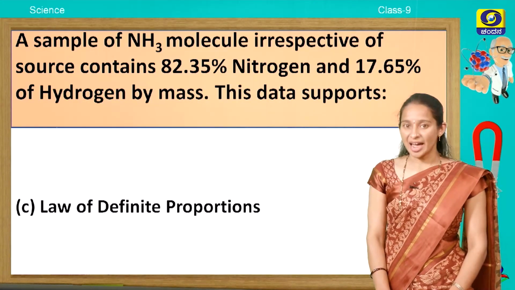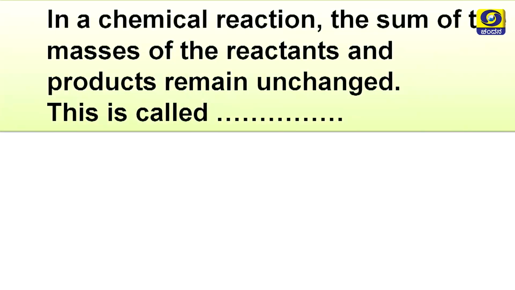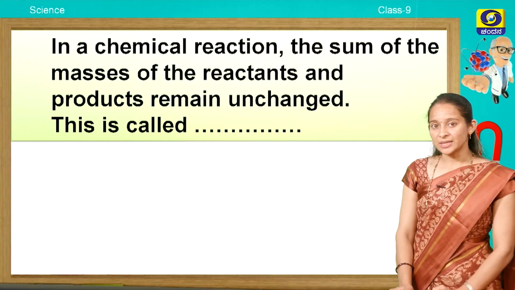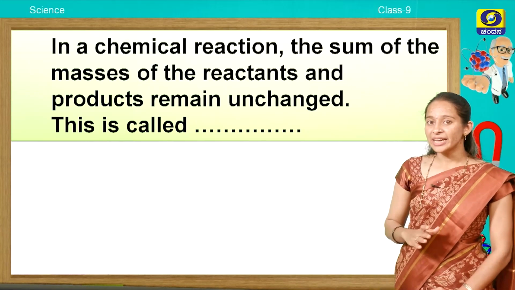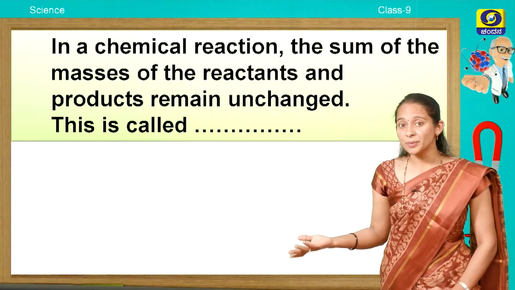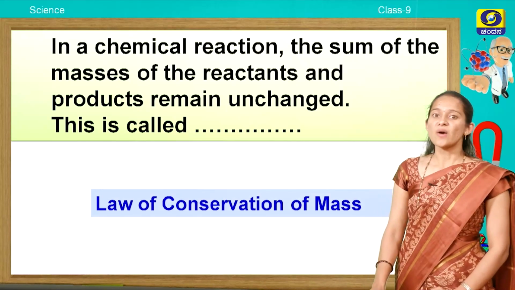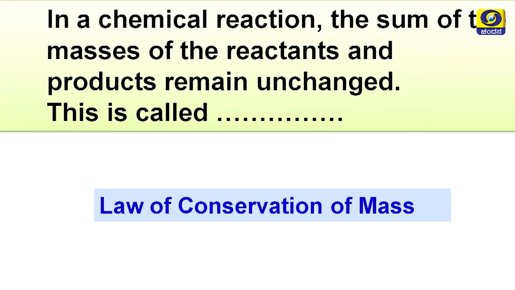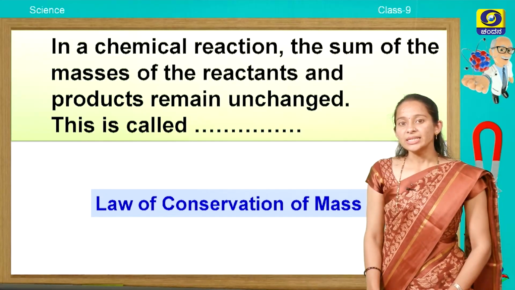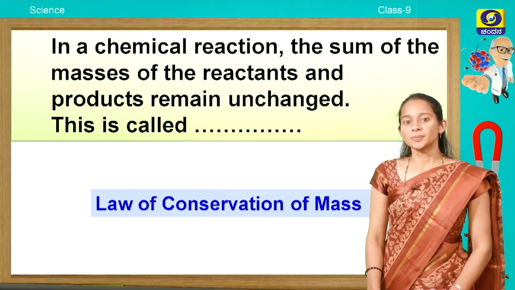Let us go for another question. In a chemical reaction, the sum of the masses of the reactants and the products remain unchanged. This is called, what does this represent? Mass of the reactant is equal to mass of the product. That is nothing but law of conservation of mass. Now, let us go for another question.